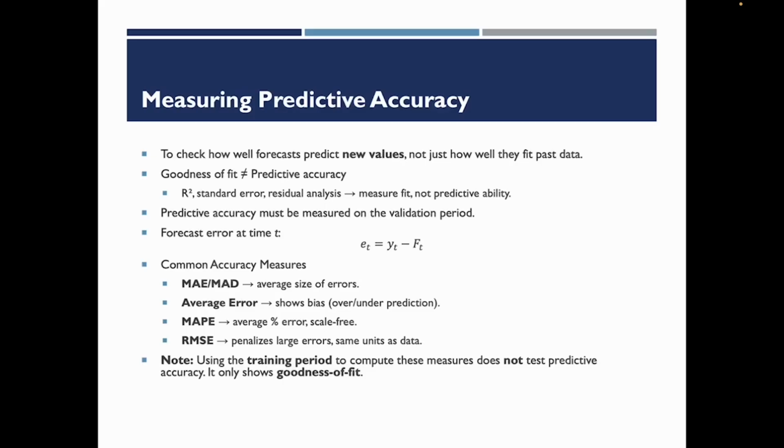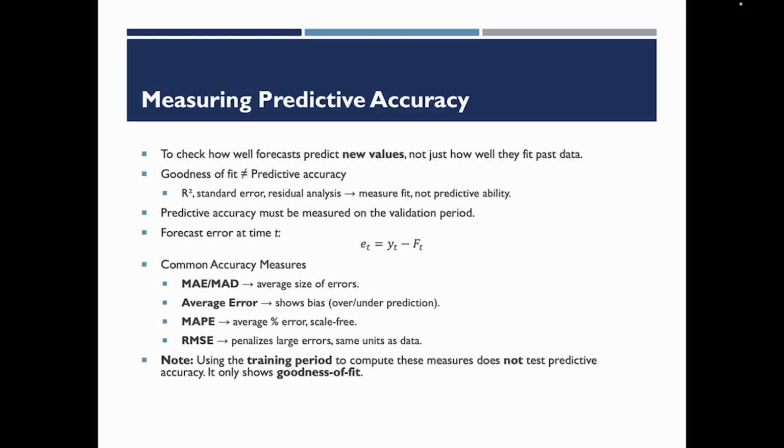The common accuracy measures are the mean absolute error, MAE. This one gives the average size of the error. And we have the average error, which shows if we over- or under-predict. Also, you have MAPE, which gives the error as percentages and makes it easier to compare across data with different scales. And we have the RMSE, which penalizes the larger errors more strongly and has the same units as the data that we have.